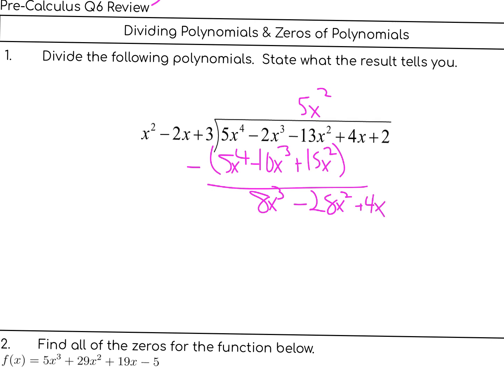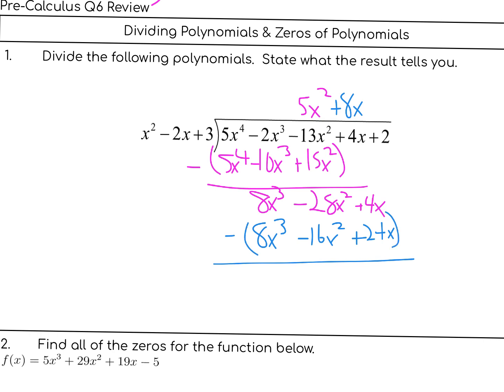X squared to 8x cubed, so that's going to be 8x. So 8x cubed minus 16x squared, and then plus 24x. And that's 0. That's going to be negative 12x squared. And then that's minus 20x. And then plus 2.